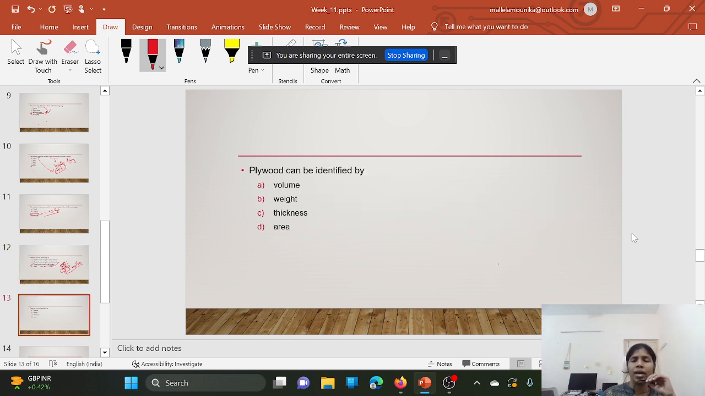And plywood can be identified based on the thickness only. The nature or the properties of the plywood will depend on the thickness.